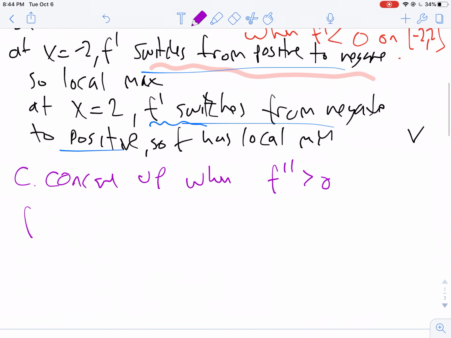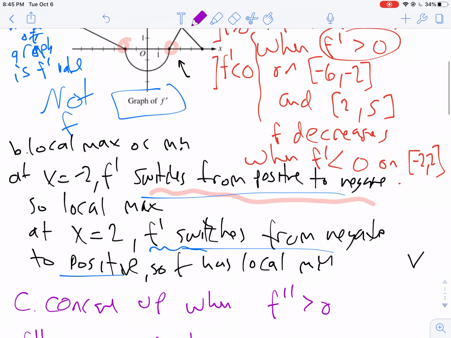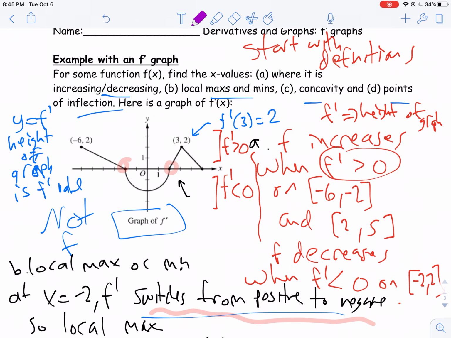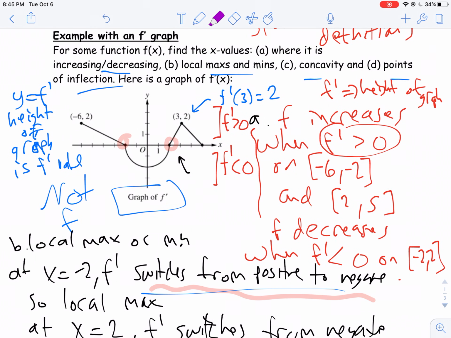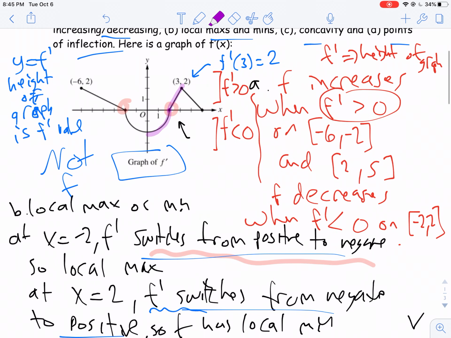F double prime equals the slope of f prime. So it is the slope of this graph. So where is the slope of this graph positive? I'm going to try and highlight that here. We have a positive slope of f prime on there and also on there. So that happens, it looks like, on the interval from 0 to 3.